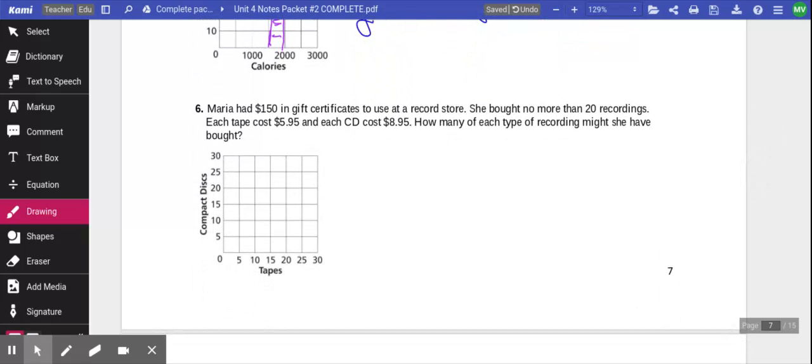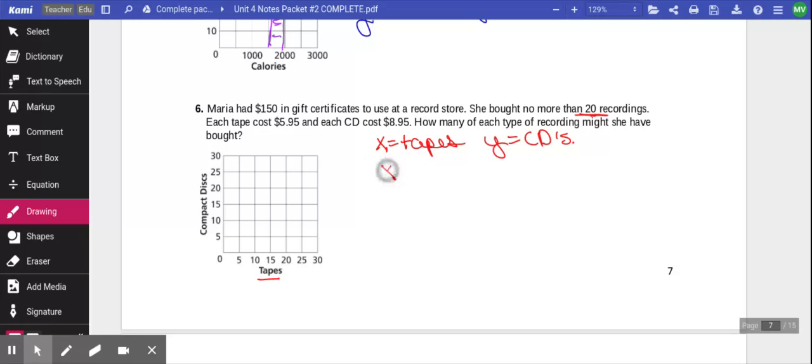So now, Maria had $150 in gift certificates to use at a record store. She bought no more than 20 recordings. Each tape cost $5.95 and each CD cost $8.95. How many of each type did she buy? So they have tapes on x, so I'm going to say x equals tapes and y equals CDs.